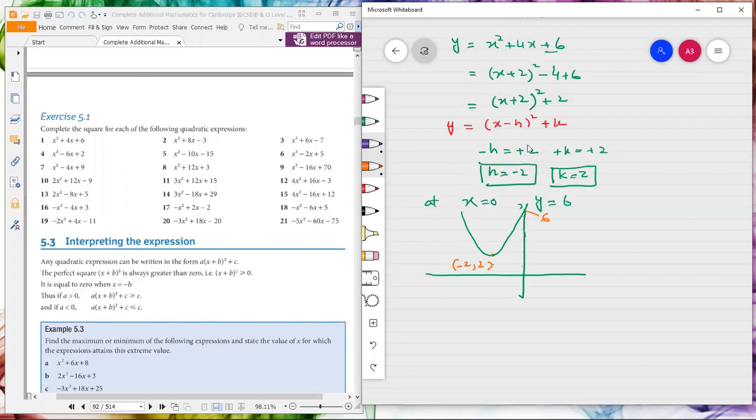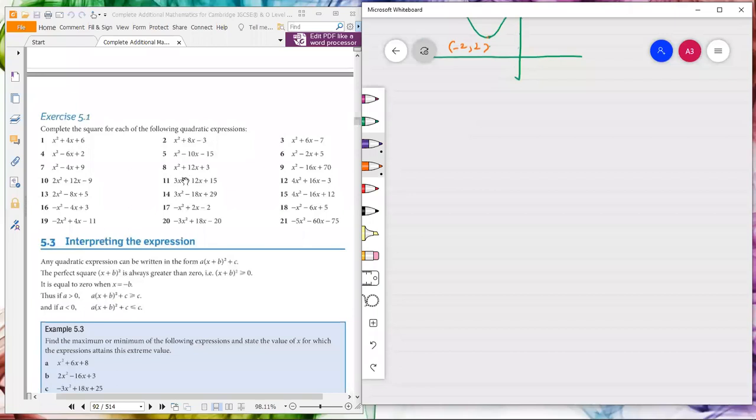Take one more example, like x square plus 12x plus 3. So y is equal to x square plus 12x plus 3. When we convert to complete square form, it will be x plus 6 whole square minus 36 and plus 3. So x plus 6 whole square minus 33.